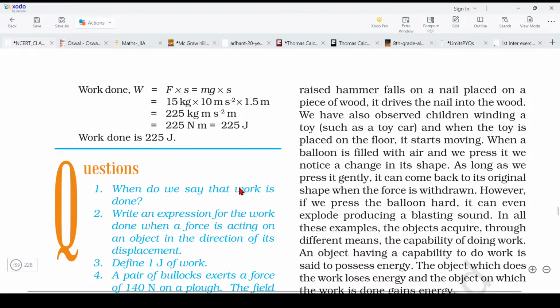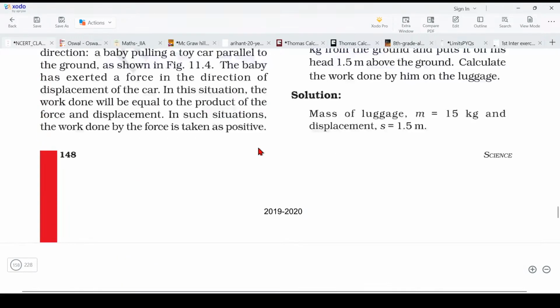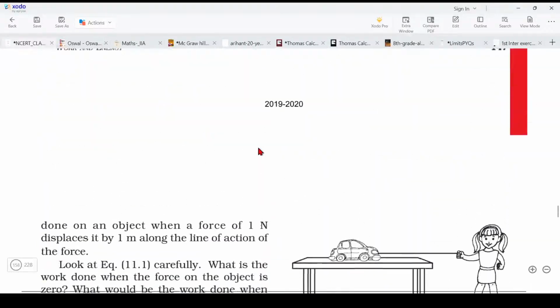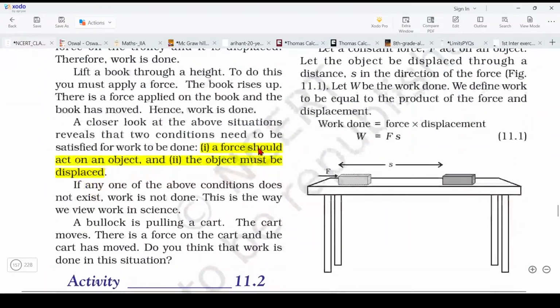When do we say that work is done? Work is done when force is applied on an object and the object is displaced. This is a condition. When do you say work is done?